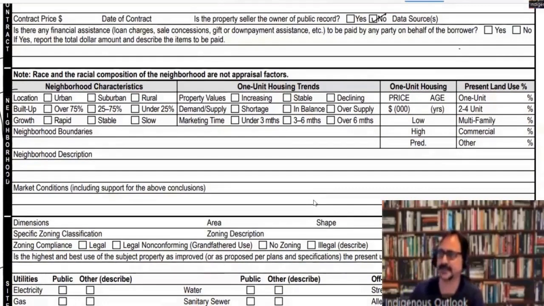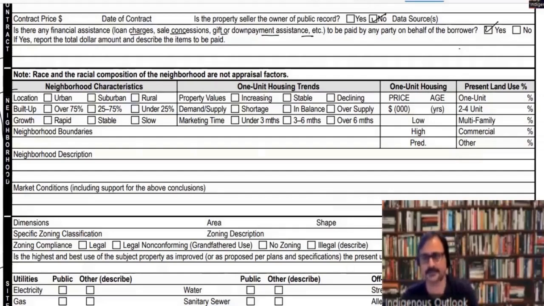Is there any financial assistance, loan charges, sale concessions, gift or down payment assistance to be paid by any party on behalf of the borrower? Yes, no. So if it is yes, now we know where we need to go. We need to go back to the assets, and we need to check all the documentation. Who is paying the down payment assistance? Who can pay the down payment assistance? We already discussed this while going through the assets.